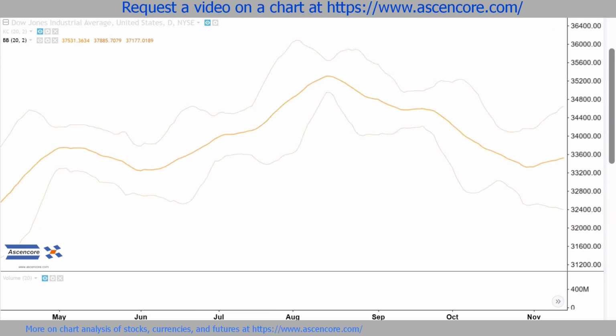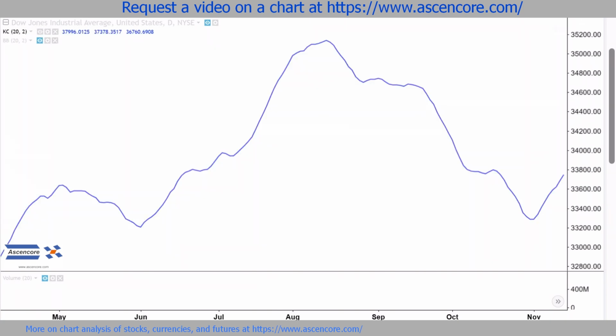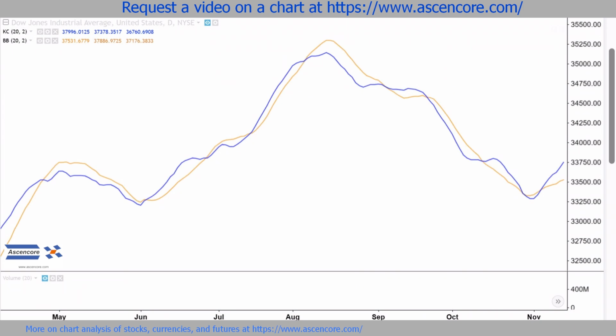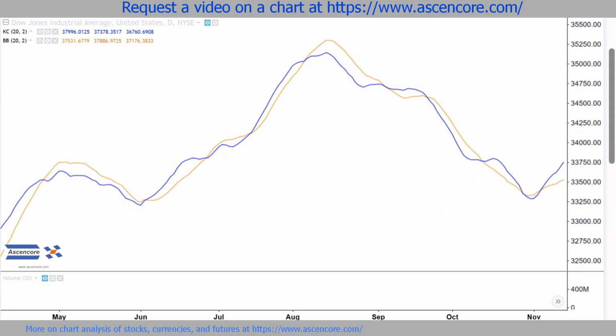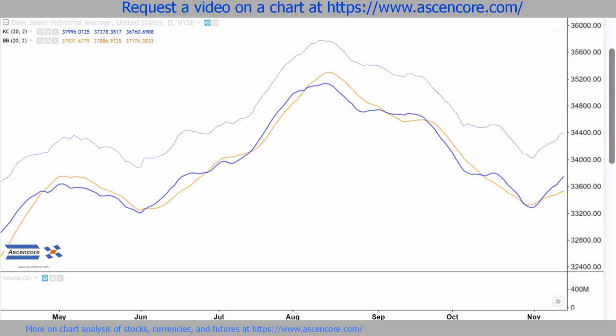Now for a direct side-by-side comparison, the blue exponential moving average middle line of the Keltner channels will usually only differ slightly from the orange line of the Bollinger Bands. They're quite similar in how they approximate movement on the chart. In contrast, a real big difference will be seen when adding the upper and lower boundaries for both indicators.